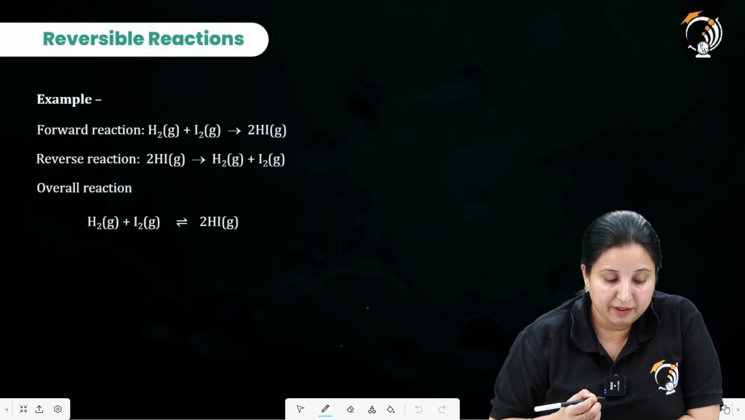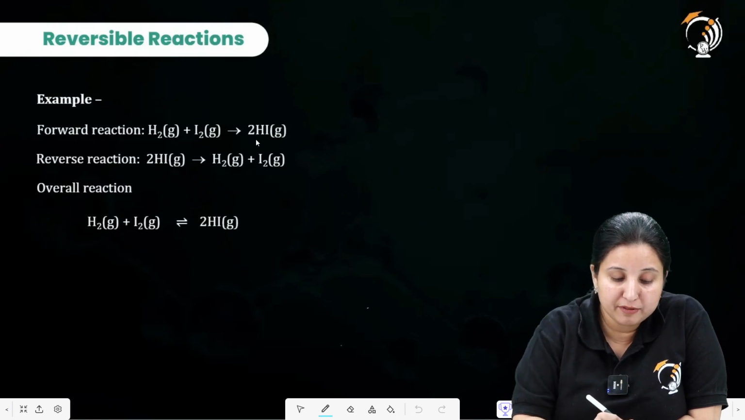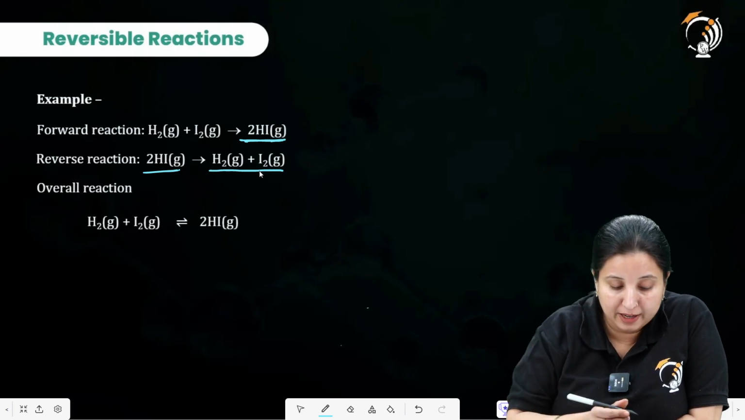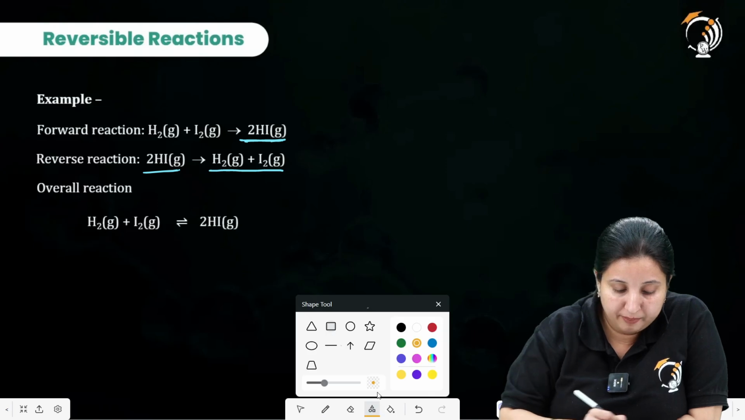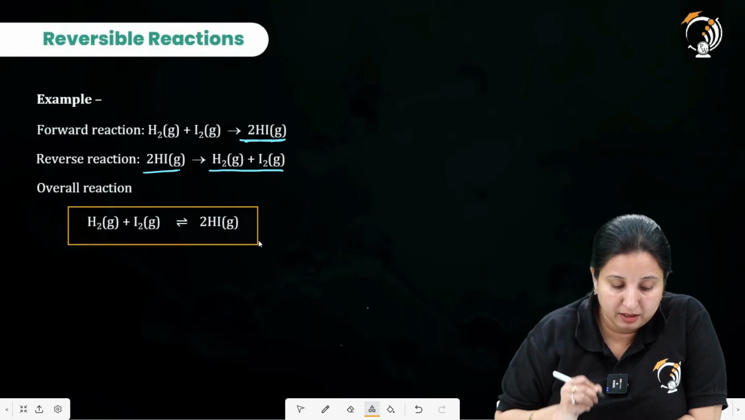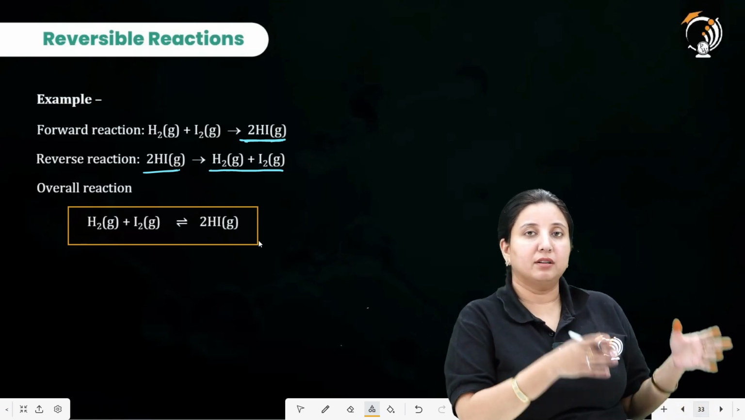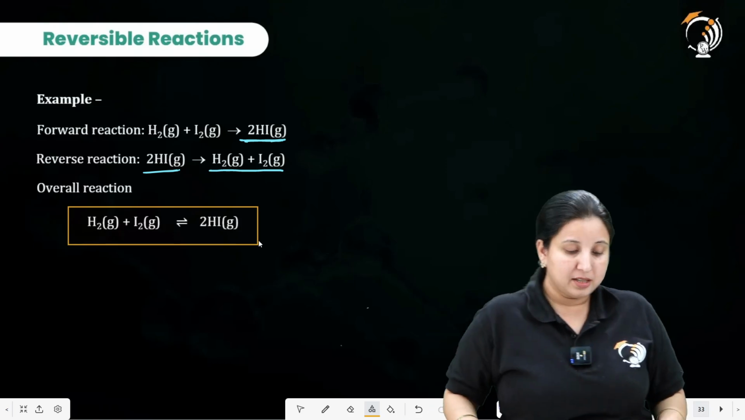Like over here we have the example, H2 plus I2 gives 2HI. This is a forward reaction. Reverse of it is 2HI giving us H2 plus I2. So if I talk about the overall reaction, we got H2 plus I2 gives 2HI, or 2HI can decompose into H2 and I2.